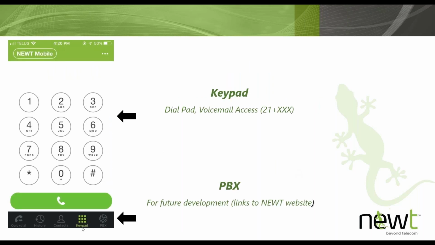Then after contacts, you have a keypad or dial pad, just like the soft phone or the console, where you can access voicemail by hitting 21 plus your extension. You can dial an extension number within your office to speak to them, or a 10-digit phone number. And this little PBX, the next one, is just for future developments, but right now it just links to the Newt website.